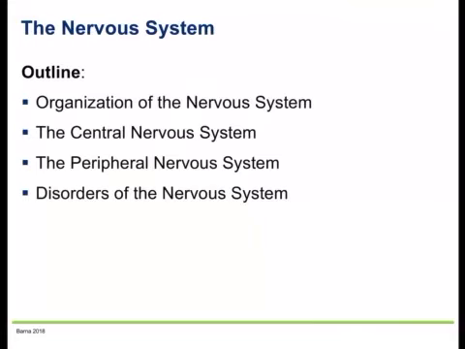This is going to take information coming in, interpret and integrate that information, and then send it out as well. The peripheral nervous system is what's going to bring it into the brain and spinal cord and take it out from the spinal cord.